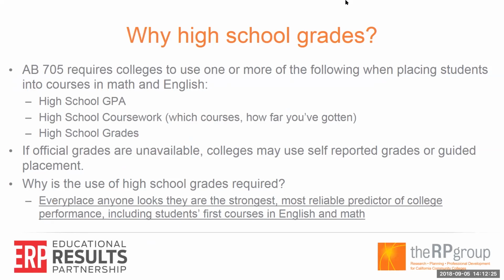But one of the new elements that AB 705 brings in is this requirement that some method of using students' achievement in high school is incorporated meaningfully in assessment. So that can be overall high school GPA, that can be high school coursework, which courses you've taken, how far you've gotten in a discipline, your grades in those particular courses. It provides some options if official grades or transcripts aren't easily available to the college, so you can use self-reported grades or guided self-placement.